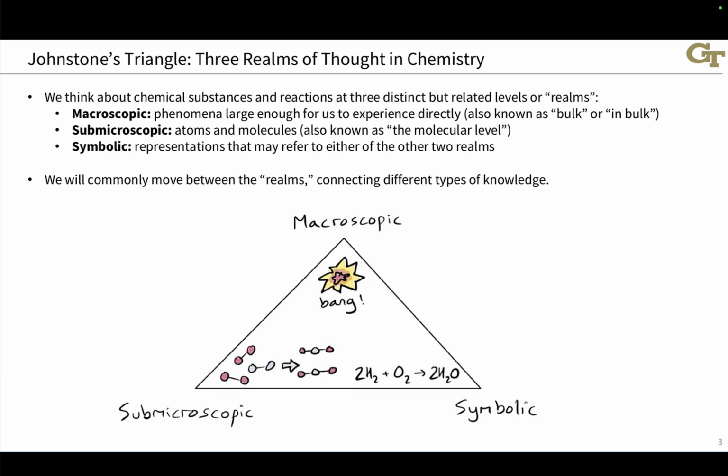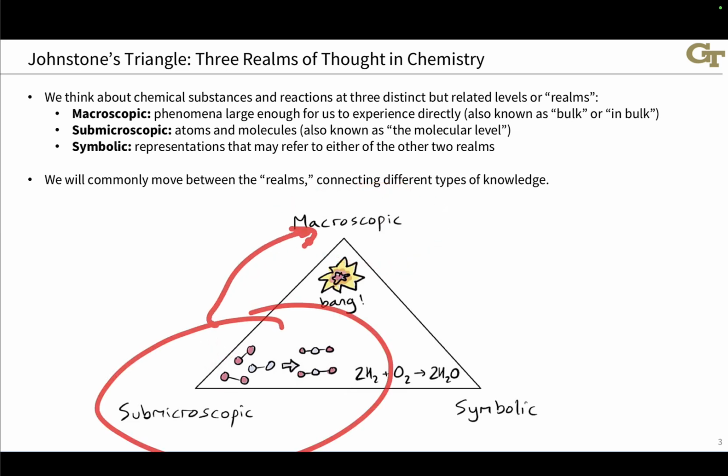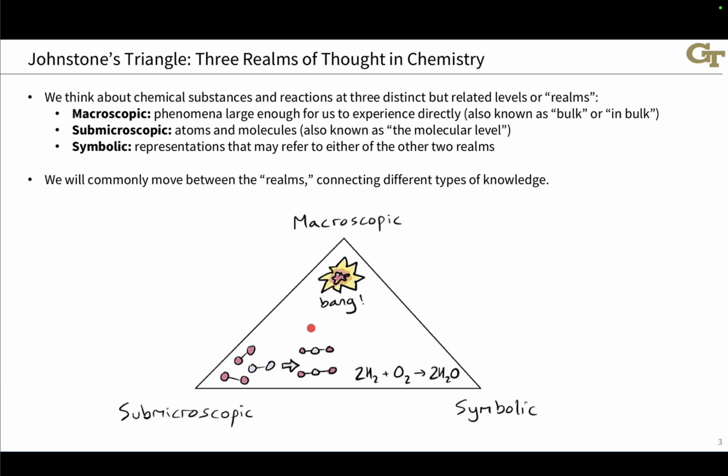And these three realms are interrelated, and this is a key point of the triangle, that we move between the domains regularly. Maybe we start with macroscopic observations, and from those we develop a symbolic model of what's going on. Maybe from a wide variety of macroscopic observations, we develop a submicroscopic picture. Maybe the submicroscopic picture gives us insight into the macroscopic situation if we notice, hey, I've seen these balls and sticks doing something very similar before. We move between these representations on a regular basis to connect different types of knowledge and, in many cases, gain deep insight into what's going on, especially at the macroscopic level.